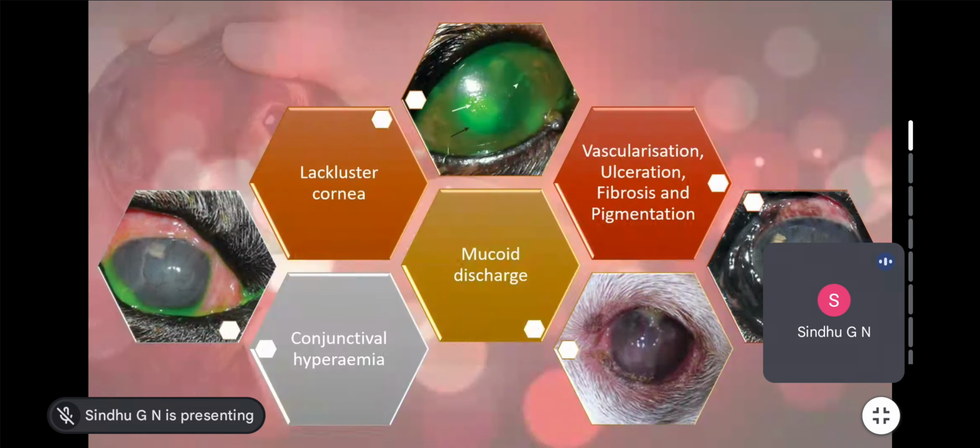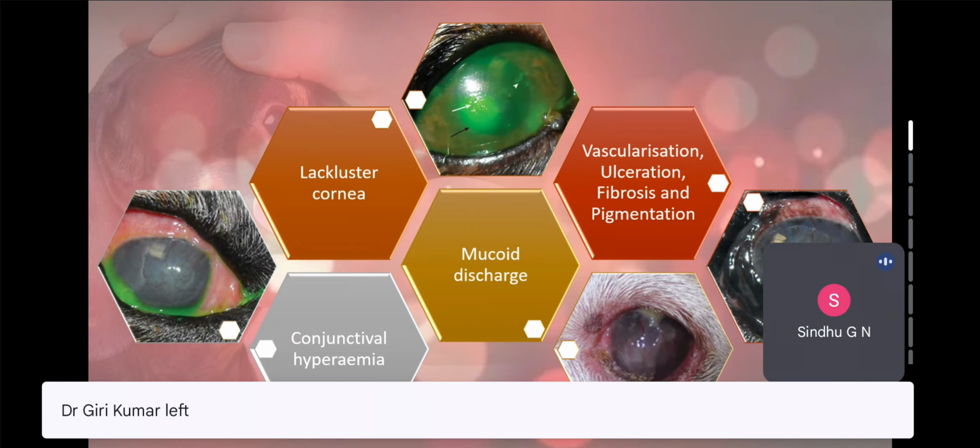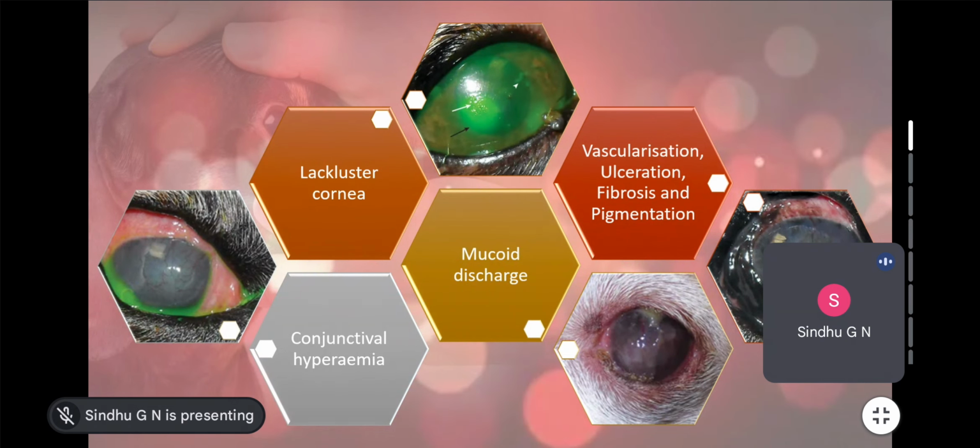So, clinical signs of dry eye. Most evident sign is the mucoid discharge. There will be thick, sticky discharge. Most of the time, pet parents complain that early morning the eyes, the eyelids, will be stuck together. Pet won't be able to open the eye, or they have to clean it, then only the pet will be able to open. So that is something advanced or later stage of KCS.